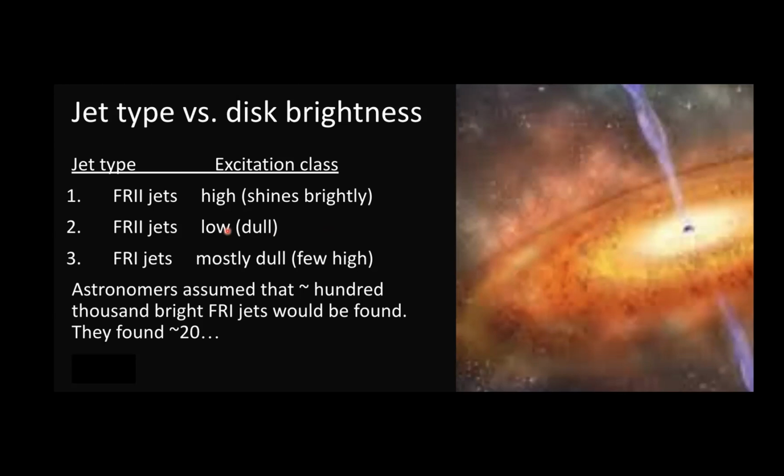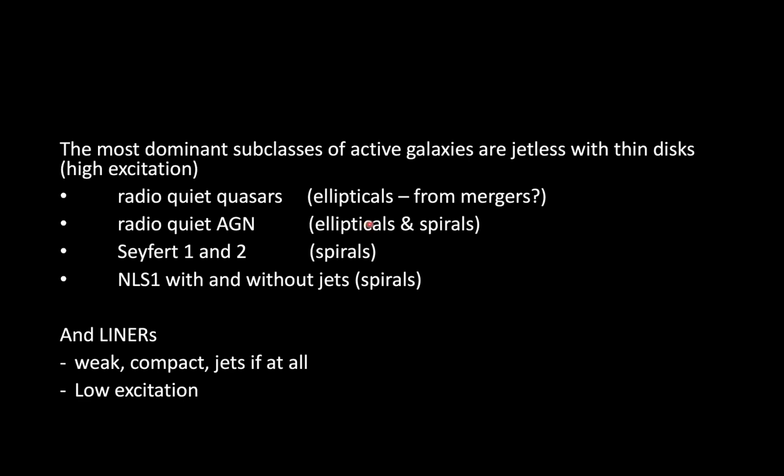And it turns out that we've only seen just a few more FR1s with bright, thin disks, high excitation systems that are sort of modeled as these thin disks. To give you a sense here, we're talking about hundreds of thousands of objects, and we've only seen a handful of these FR1s with bright disks. So this is something that needs to be explained.